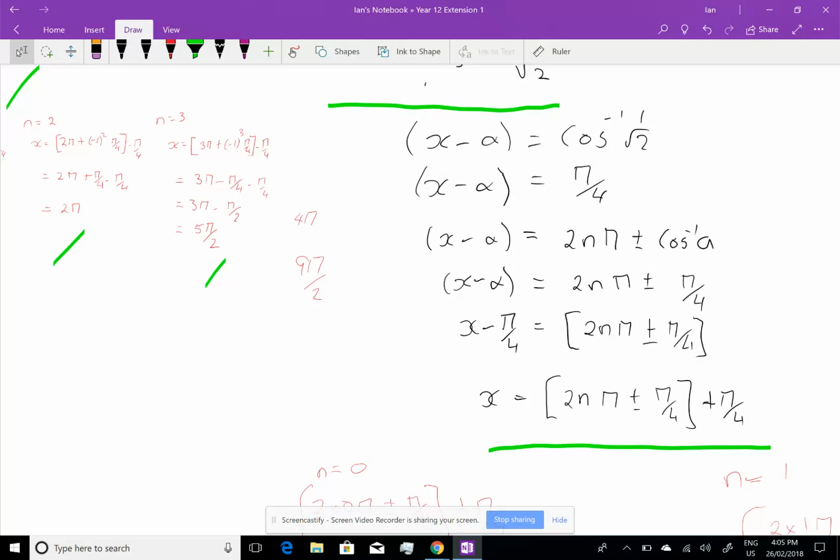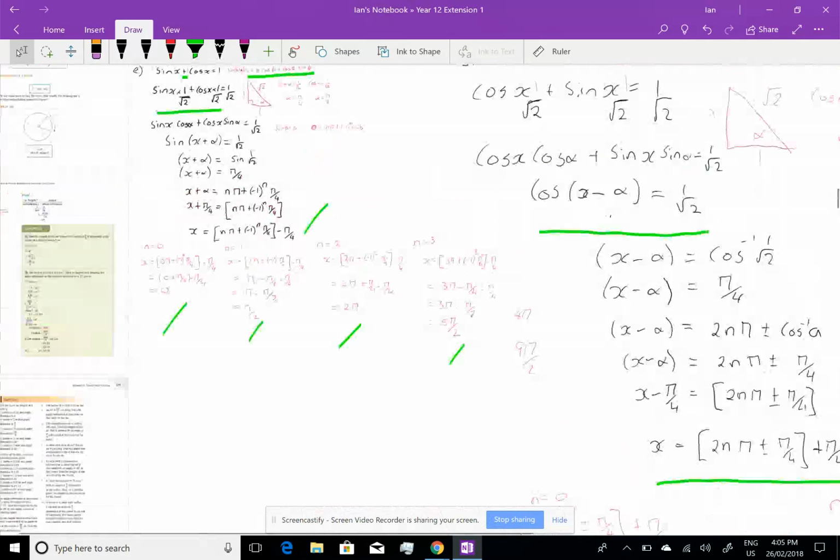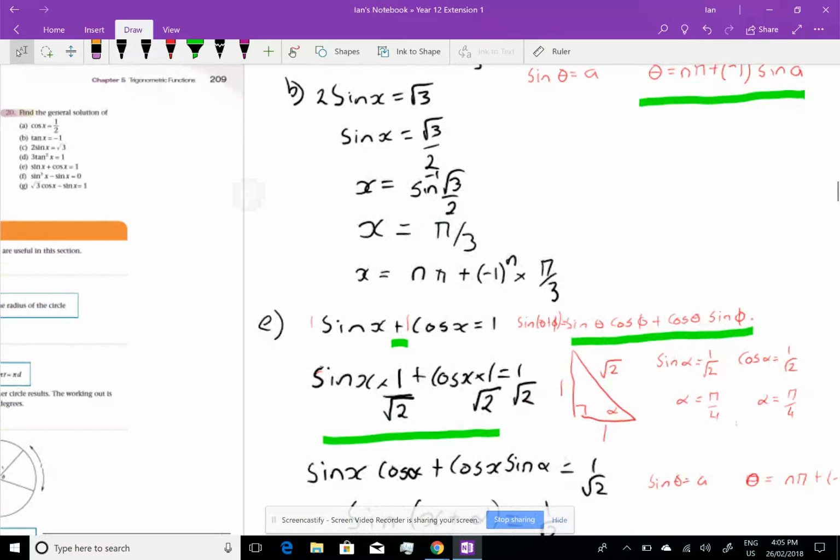Now, if you have a go at G, you're going to run into the same issue. I'm going to make a video of it and put it up. Only look at it after you've had a go at it.